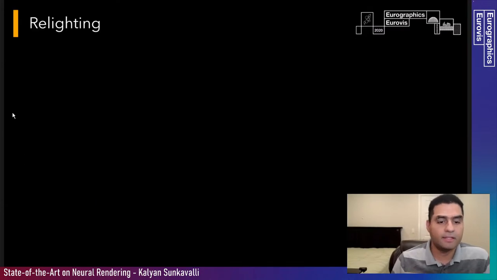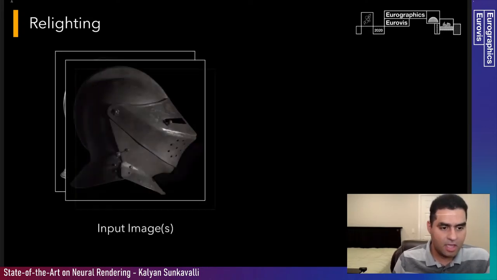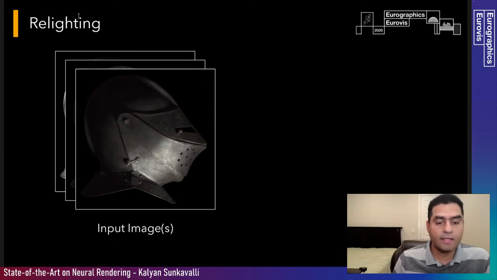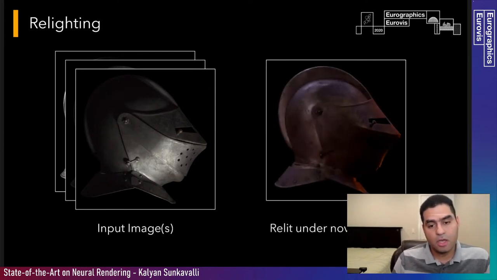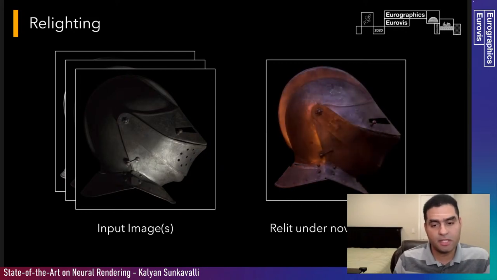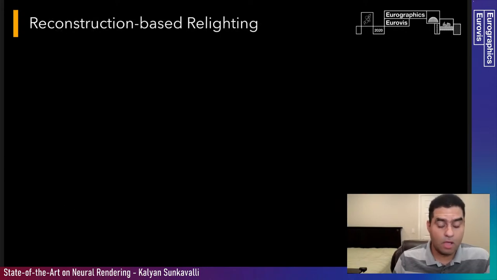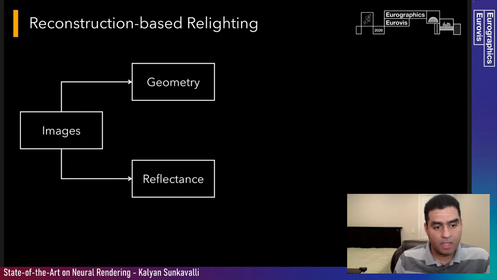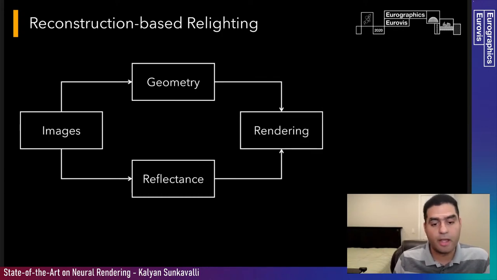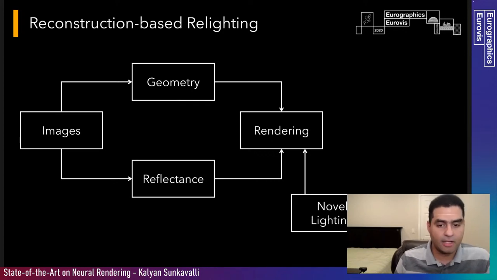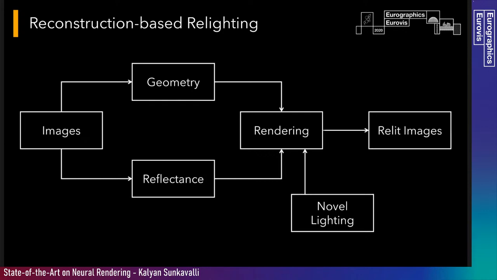Sean already talked about relighting in the context of human performance capture. But just to recap, essentially, the problem of relighting is to take a set of input images under certain lighting conditions and then be able to produce a new image of the same object or the scene re-rendered under novel lighting. Now, as Sean described, a classical method to achieve relighting is to capture input images of a scene and then reconstruct that scene's geometry and reflectance. And once you have this geometry and reflectance, you can pass them to a renderer along with your specifications of the novel lighting to then re-render that object under novel lighting conditions.